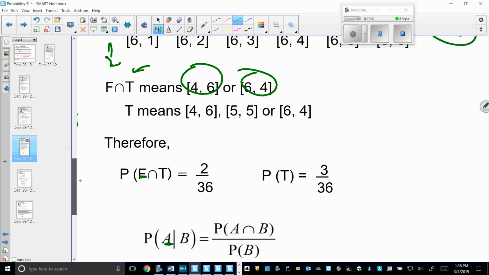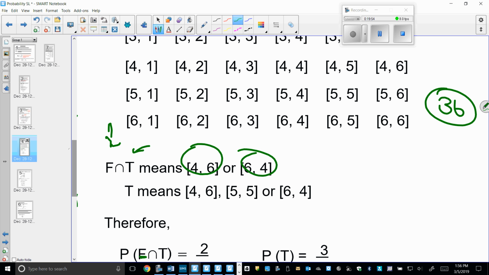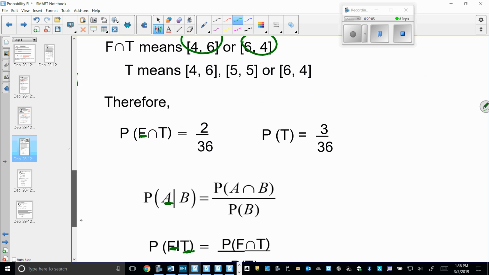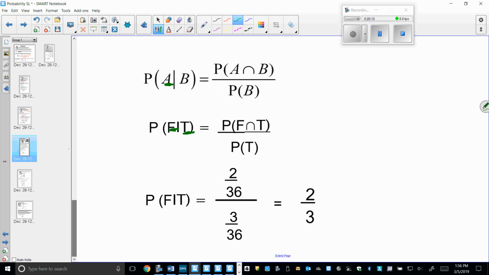Remember how I was saying that before we were looking at the whole of IB2, and then I said I'm only interested in the people that are in my class that do chemistry. So that's what they're saying. They don't care that there's 36 different options. They're only interested in how many of these have a total of 10, and of those, how many of them have a 4? So we've got 2 over 36 over 3 over 36. We divide fractions.